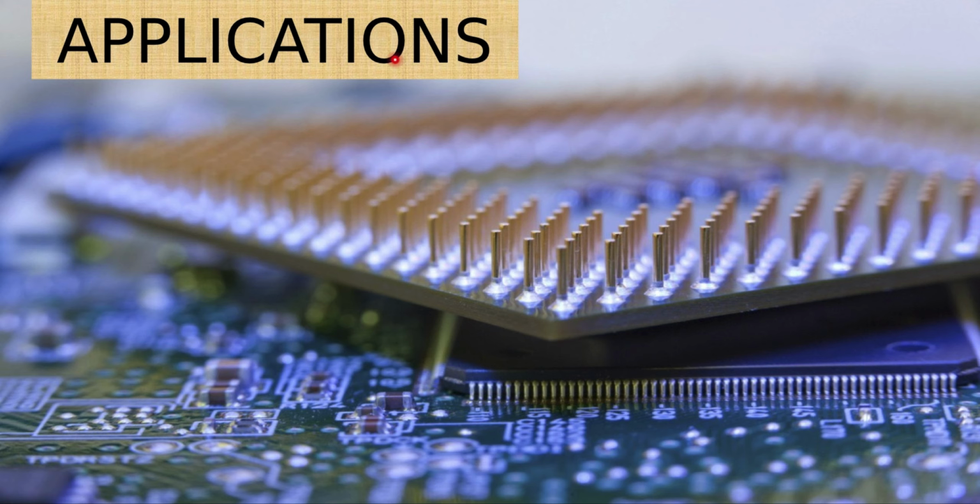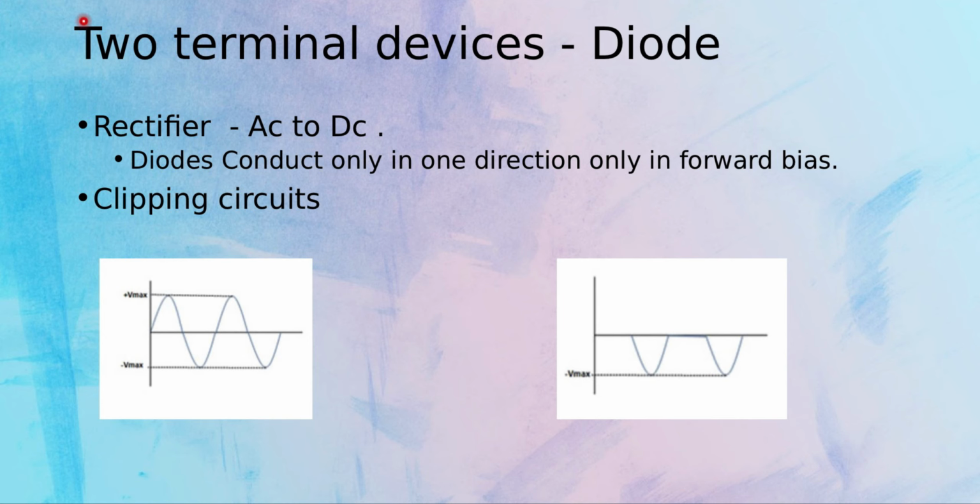This is the last lesson of this course, and we will be learning about the applications of all the semiconductor devices of what you see above. So there were three types of semiconductor devices: a two-terminal, three-terminal, and a four-terminal semiconductor device. First, we will be seeing about the applications of a two-terminal semiconductor device called the diode.